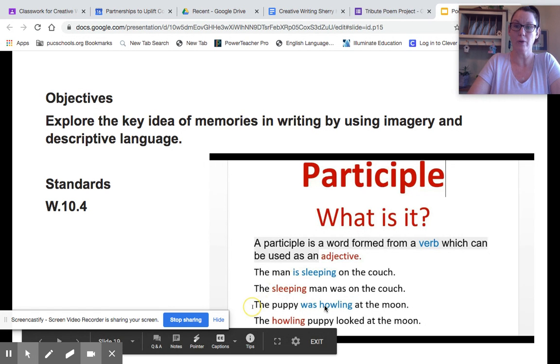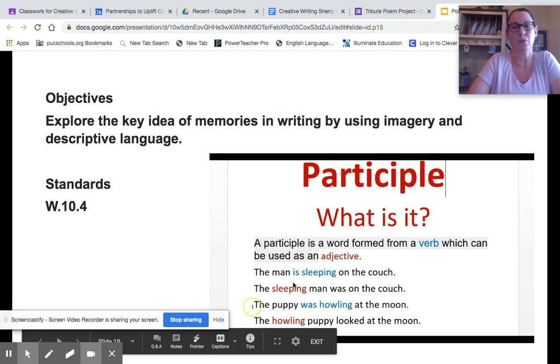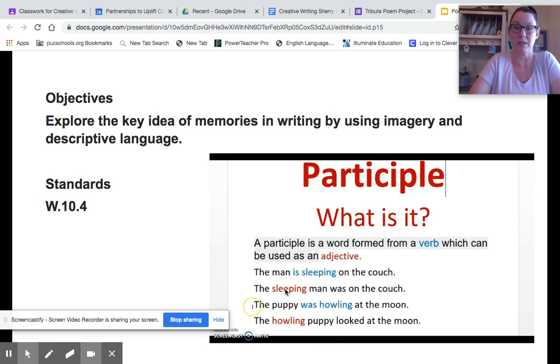Just to let you know, participles are going to be on the unit exam, which is why we're taking the time to practice them. This is the same slide from yesterday. I just want to point out something new about participles that might help you. If you take out the participle, you should still see a sentence that makes sense.